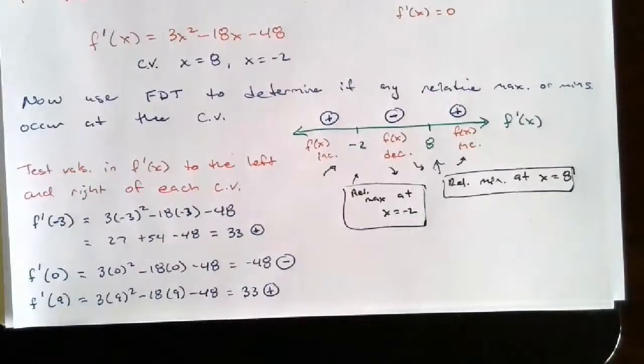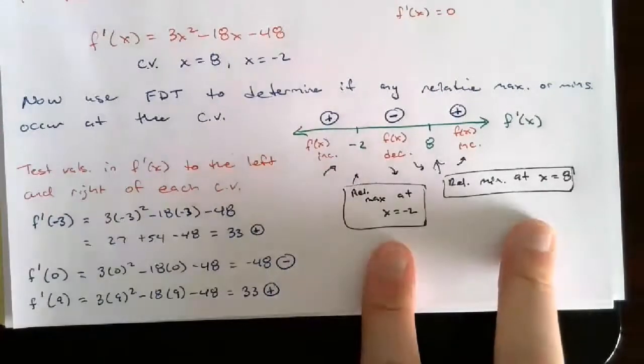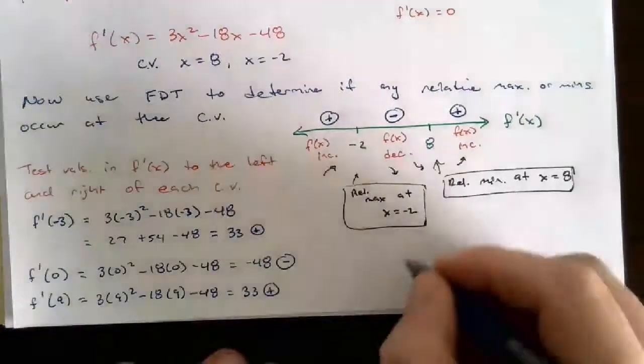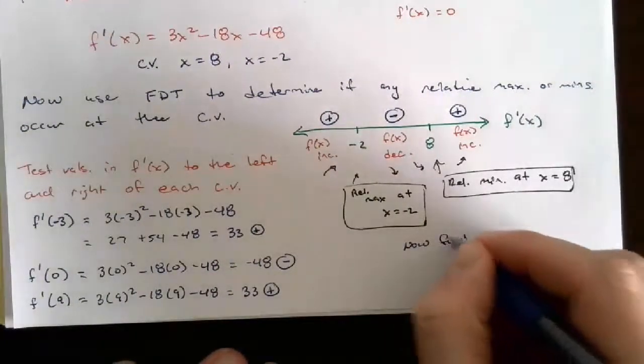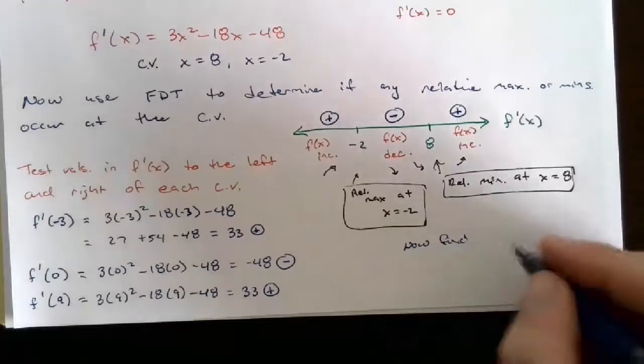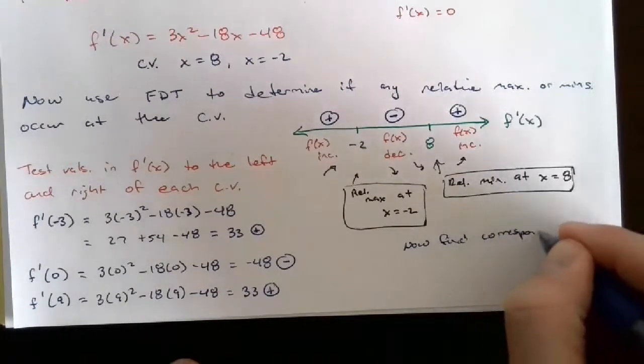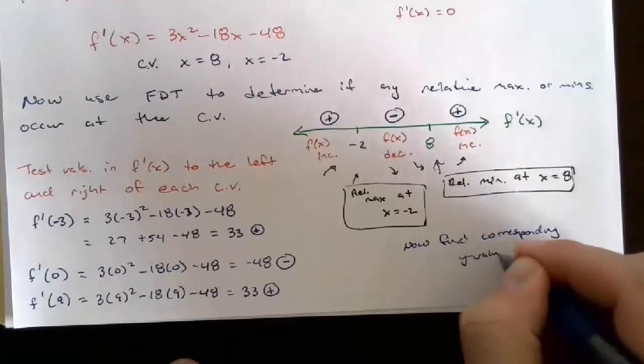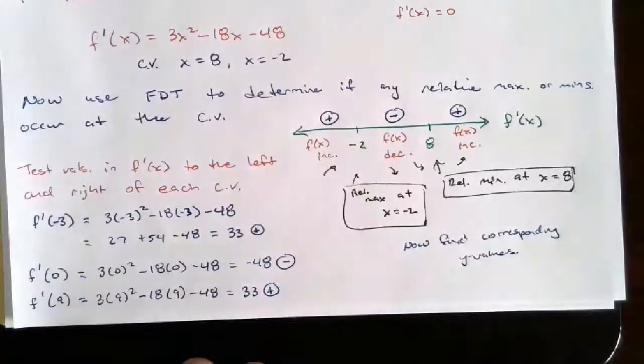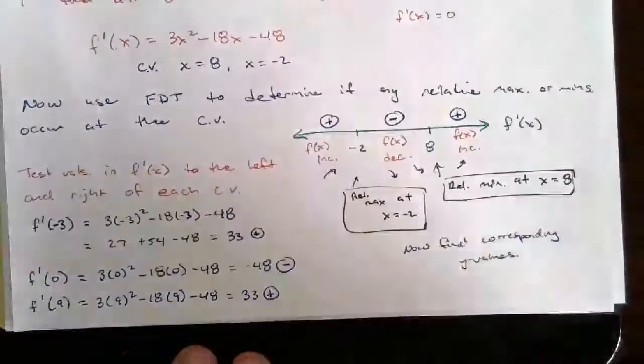Now, this is where they occur. We also need to find the y values that go along with it. We have to find the corresponding y values to determine the actual heights of these, because the actual maximum and minimum of the functions are the y values. They're the f of c values. So you found where they occur, and now you're going to find the corresponding y values. I'll do it on the back of this page.